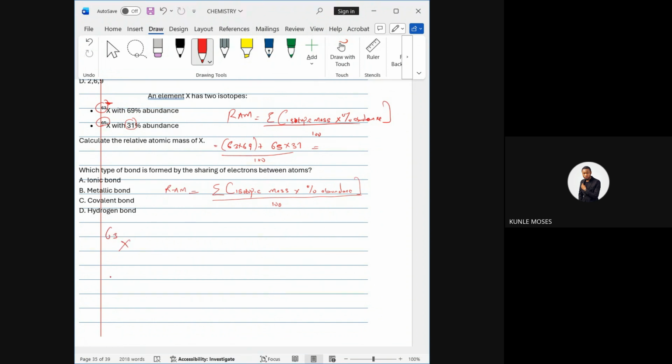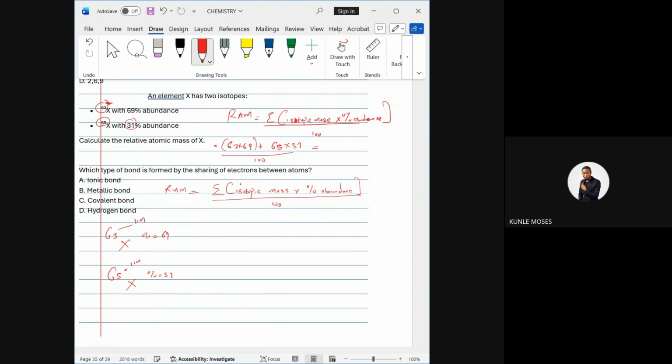Now they gave us 63X and 65X. So the isotopic mass for the first one is 63, and the isotopic mass for the second one is 65. The percentage abundance for the first one is 69, and for the second one, the percentage abundance is 31. Do you get it now?